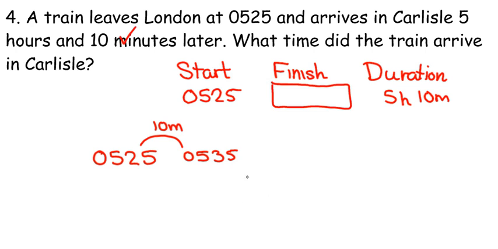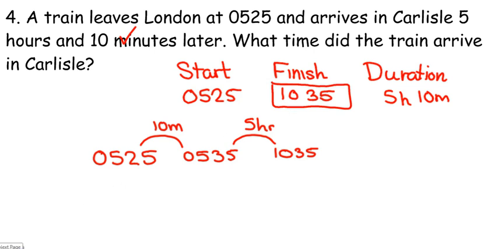Okay, so I've done that 10 minutes part. I now need to work out the 5 hours. So it's easy. I'm going to start at 5:35 and just count off. So 6:35, 7, 8, 9. Arrive in Carlisle at 10:35. And again, try and show some kind of working when you're doing this, just in case you make an arithmetic mistake, so that you can get some marks. Don't be tempted to try and do this 100% in your head.